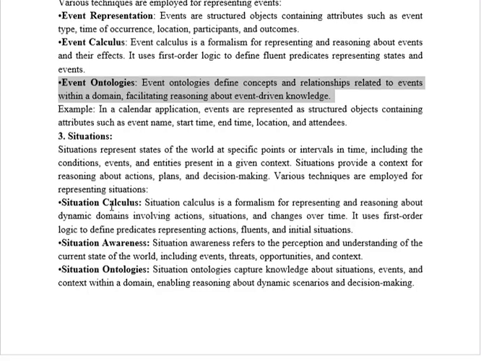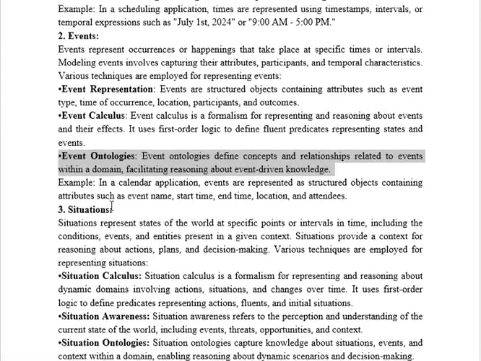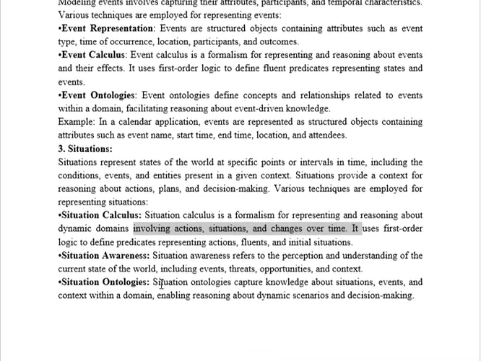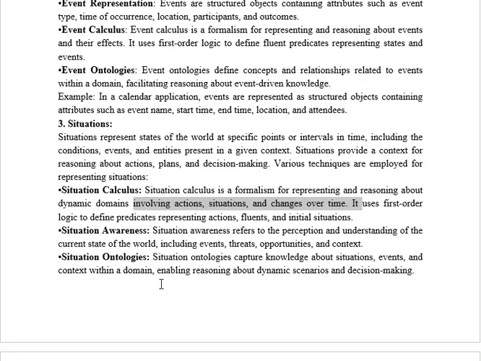Calculus you have already learned in the event topic. Here also we'll be using first order logic, for representing and reasoning about the domain, the same as there. Similar points you can write, but here we'll be working in the situation, like an event.